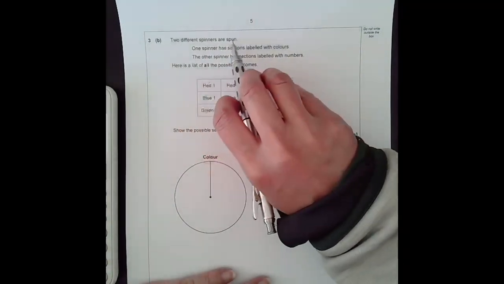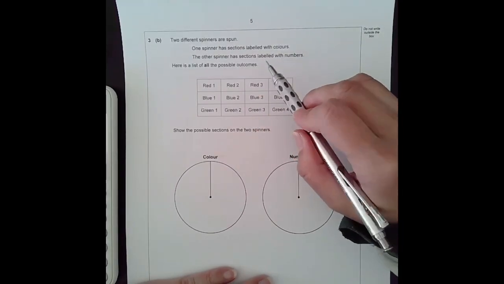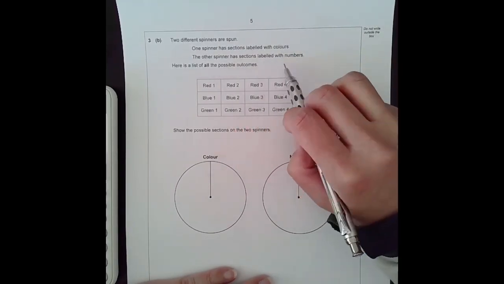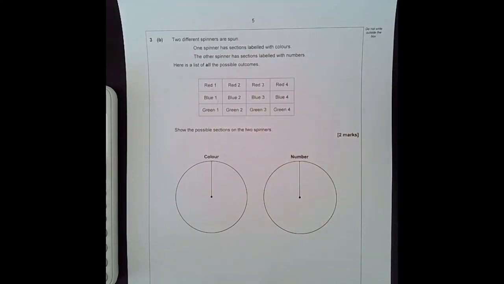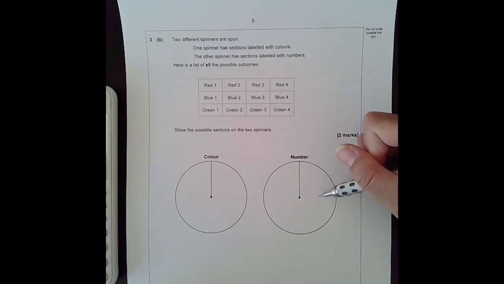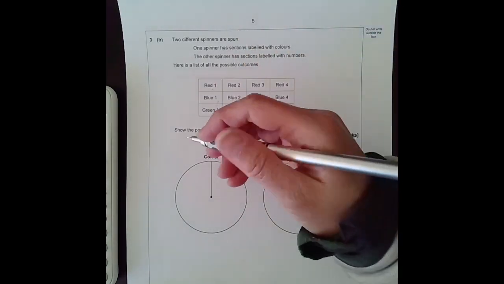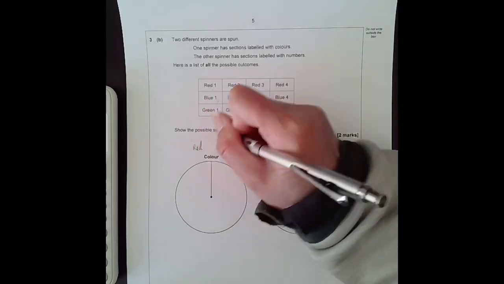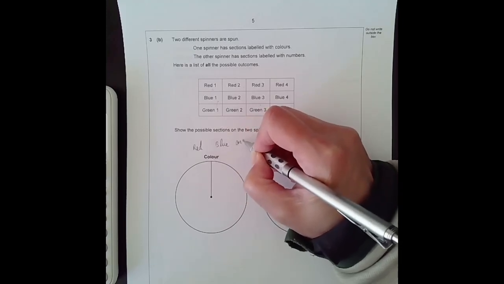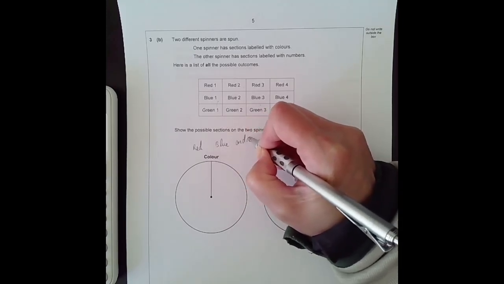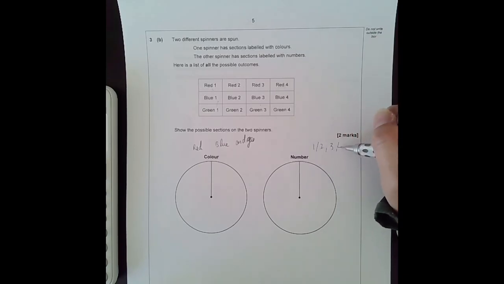All right, just two spinners there, and one is labeled with colors, and the other one labeled with numbers. All right, list all the outcomes here. So we find out that's the color and the number. So the colors will be red, blue, and green. And the numbers are 1, 2, 3, 4.